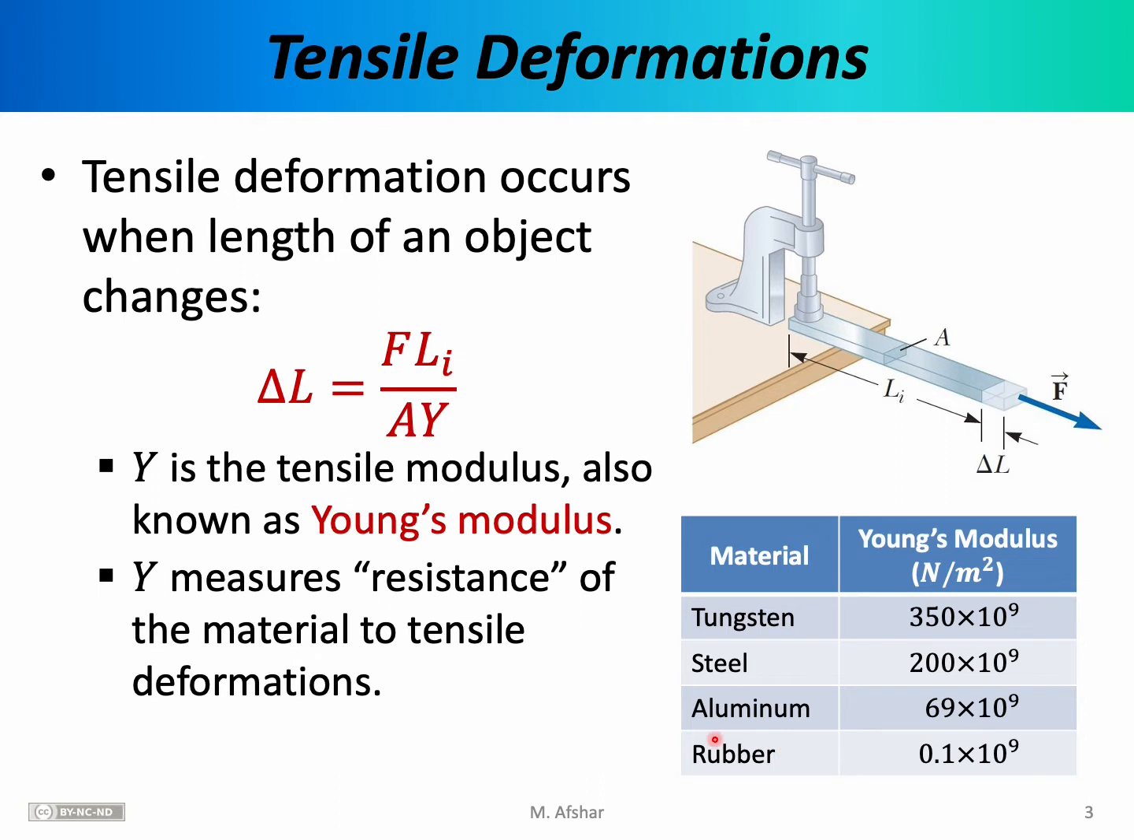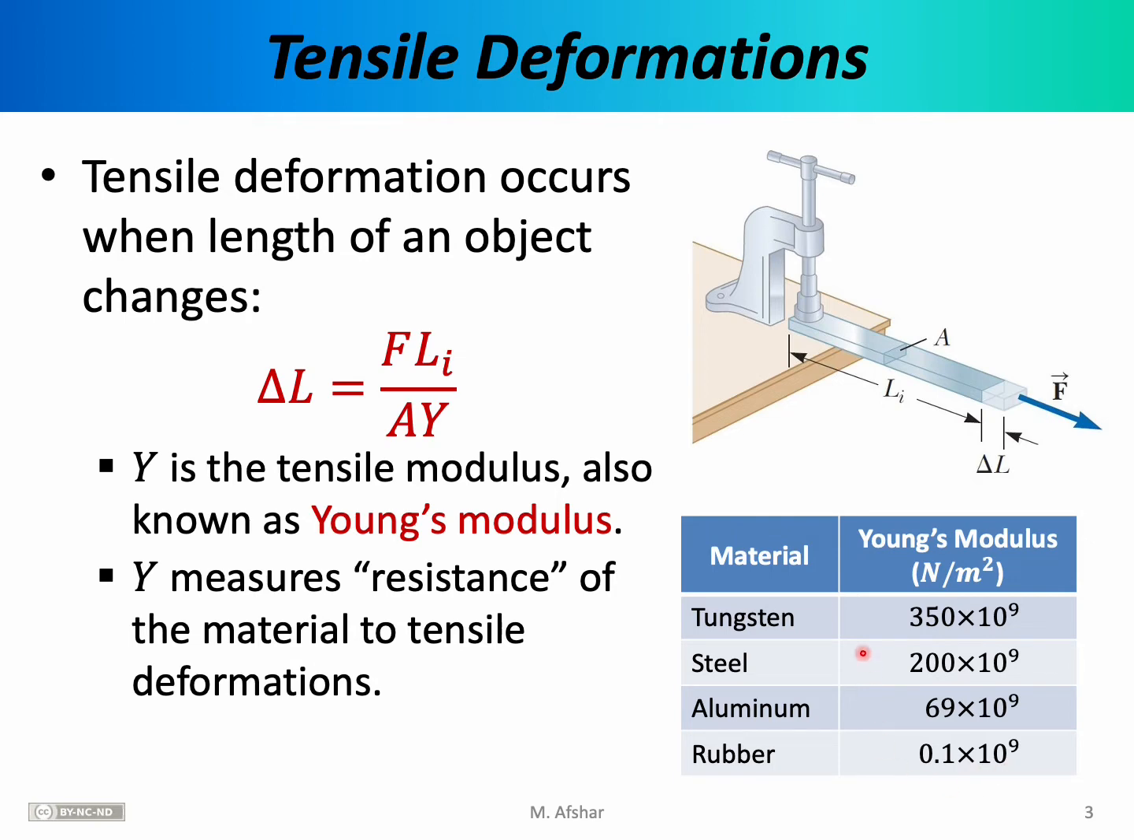For example, rubber is relatively easy to stretch. The length of the rubber rod would be very easy to change by a large amount. Therefore, it has a relatively small Young's modulus. Its Young's modulus is 0.1 giganewtons per square meter.